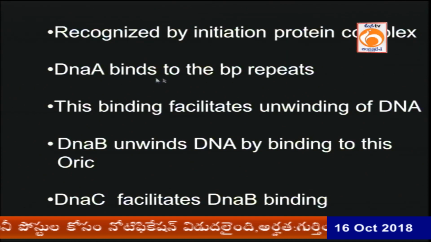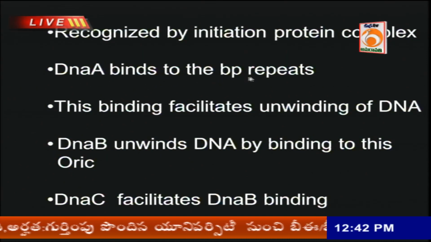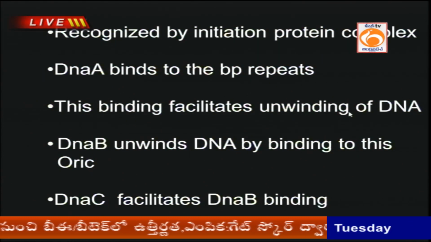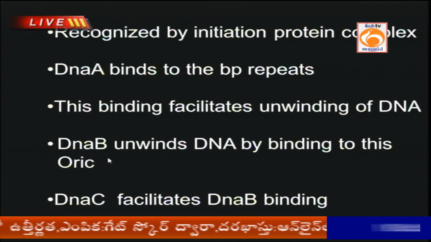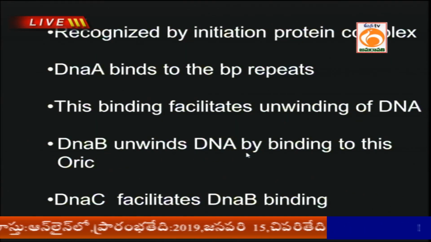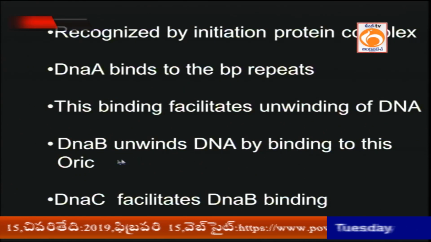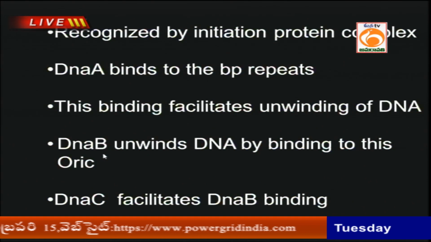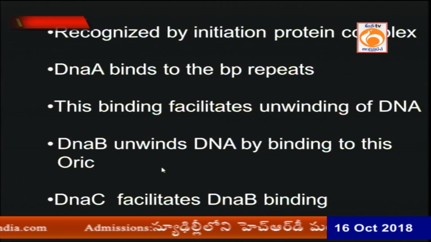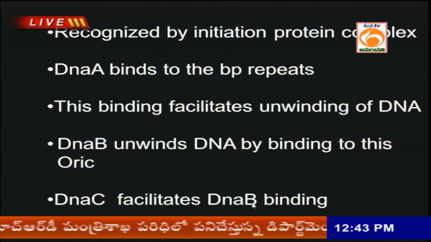First of all, DnaA protein binds to this repeat. So, this binding facilitates unwinding of DNA, and next DnaB protein binds to this repeat, and this facilitates unwinding of DNA because this is helicase enzyme. It breaks the hydrogen bonds and opens the 2 strands so that replication can take place. Next, this is facilitated by DnaC protein.